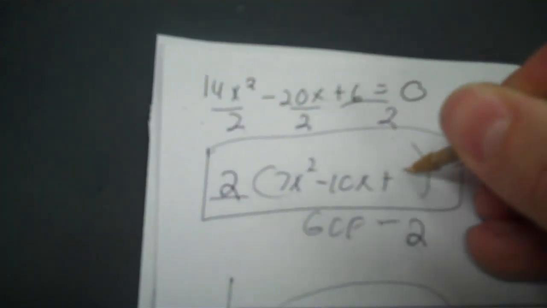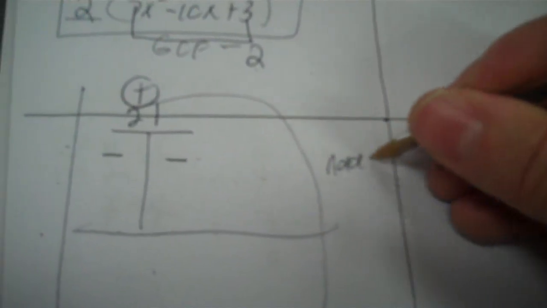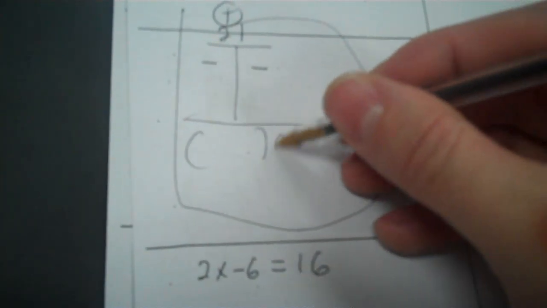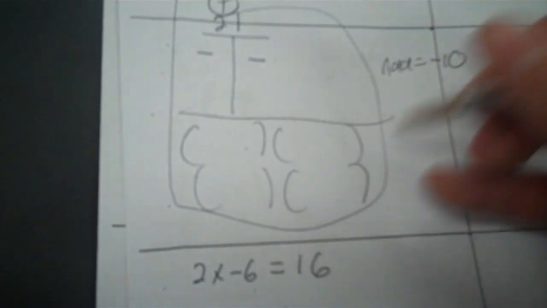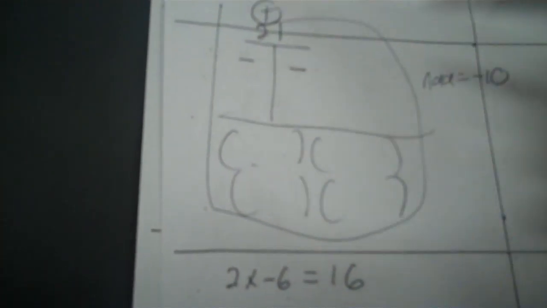That's 7x squared minus 10x plus 3. ABC. 7 times 3 is 21, positive, so it'd be a negative times a negative this time. And I'm adding the factors to make negative 10. But first, let's get the parentheses. Since the a is a 7 and not a 1, you're going to miss like 4 points on a question if you put xx. Okay, it's 7. It starts off as 7x, 7x.